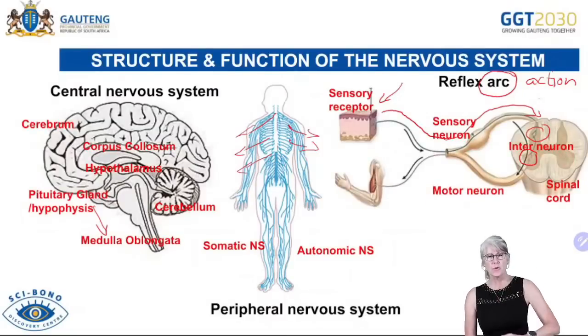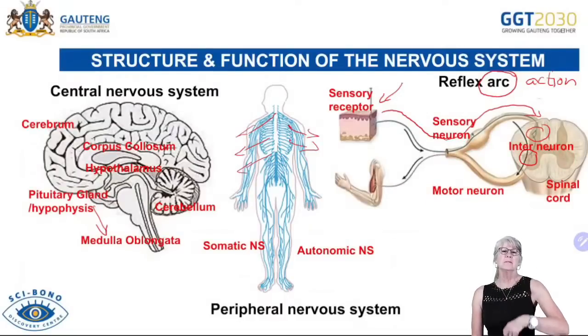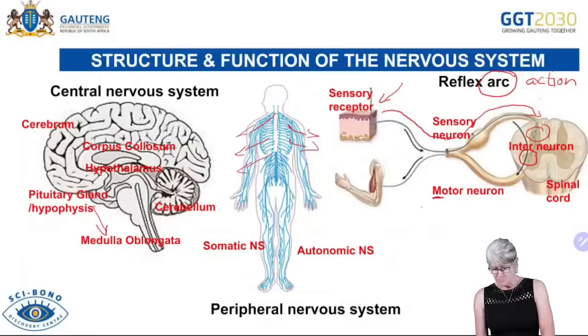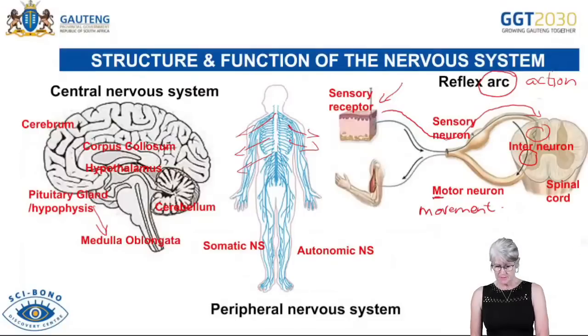Okay, and the motor neuron is the thing that brings about the action, movement. Remember, motor, movement, and usually it would be a muscle or a gland or an organ that's going to bring about whatever reaction is required. All right, so that's the basic structure and function of the nervous system. Okay, sorry, there we have the effector.